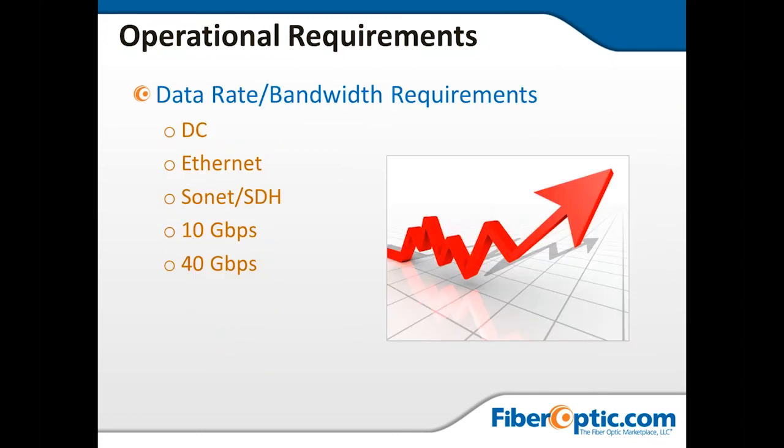Data rates, bandwidth requirements. I've touched on this already. Are we just going with a direct connect? Are we going Ethernet, SONET, SDH, 10 gigabits or 40 gigabits? What is it we're going to need? That's going to have an impact on the equipment on each end.